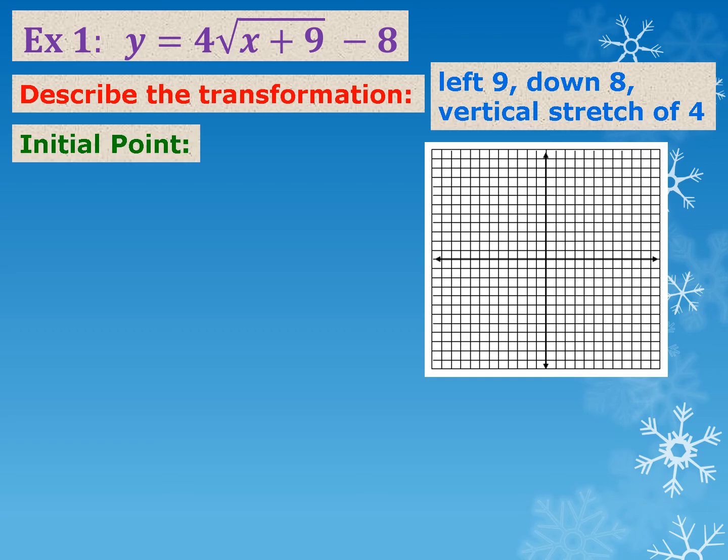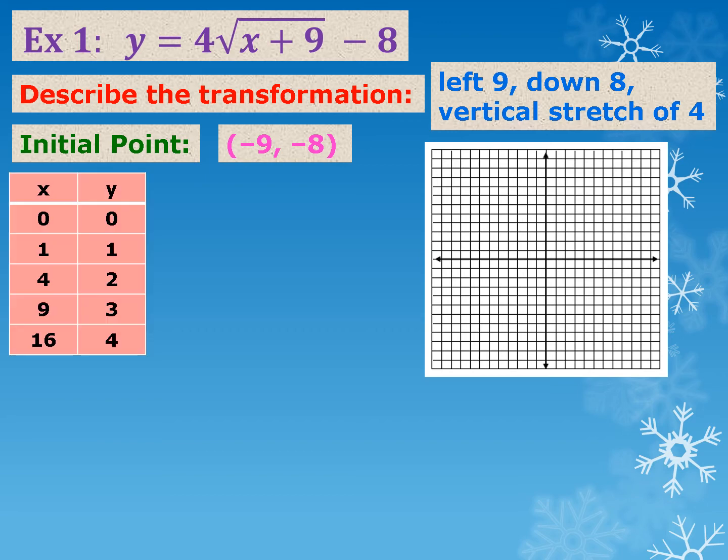So what's my initial point? Remember, it's (h, k). Well, it's really x minus h. So therefore, your h value is negative 9, and your k value is negative 8. So when we graph, we always start with the parent function. If you remember back when we introduced all 6 of the parent functions, this was the square root parent function. The x's are 0, 1, 4, 9, and 16, and the y values are 0, 1, 2, 3, and 4.